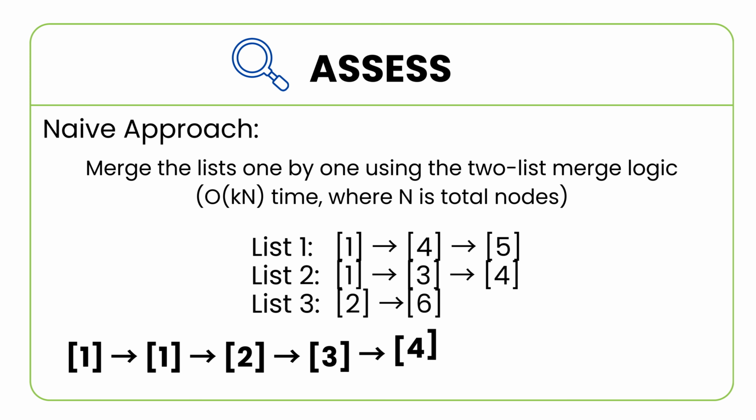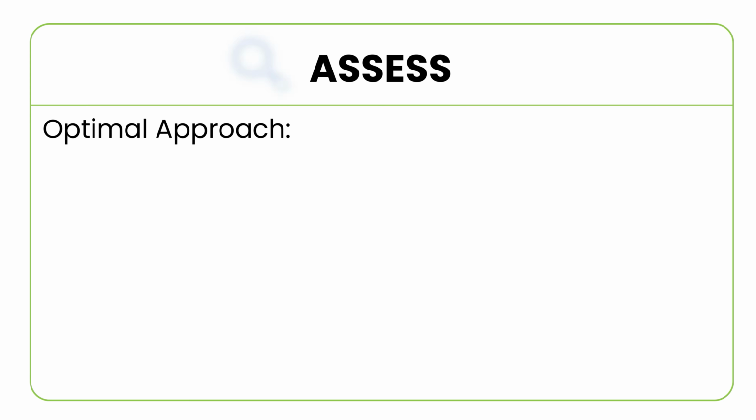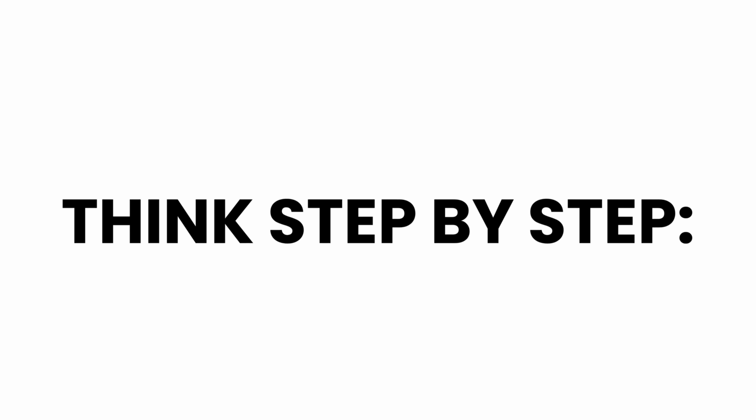Naive approach: merge the lists one by one using the two-list merge logic. That's O(kn) time, where n is total nodes. It works, but it's not optimal. Optimal approach: use a min heap, a priority queue, to always pick the smallest head among the k lists, giving you O(n log k) time.